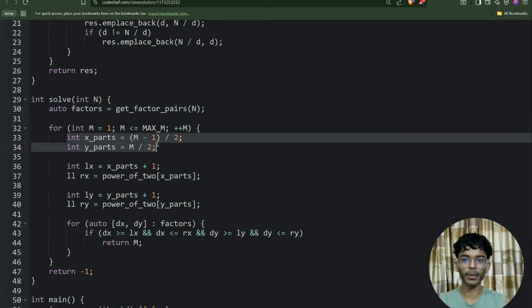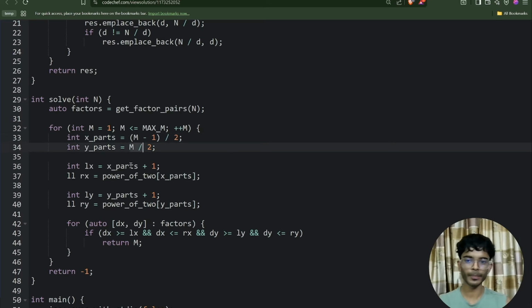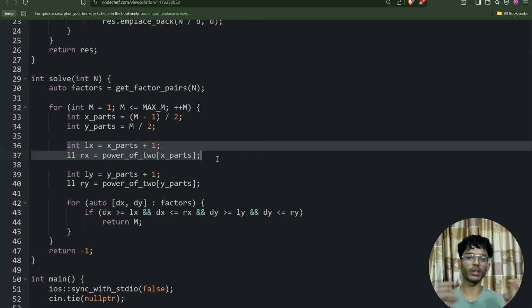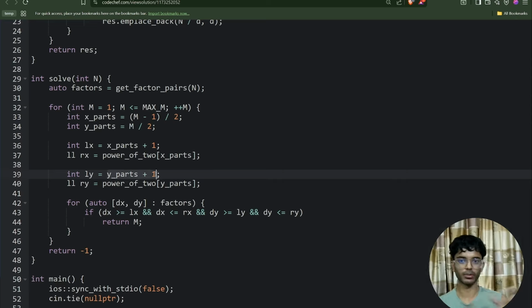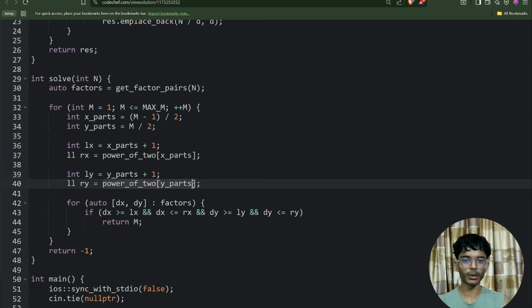Now this x parts and y parts denote the number of elements in the odd case and the number of elements in the even case, and the possible range of elements which I can create by putting some values inside my array would be x parts plus 1 for this x coordinate, and 2 raised to the power x parts would be the upper bound for this x coordinate, right? And similarly for y, y parts plus 1 would be the lower bound for the possible values of y, and 2 raised to the power y parts would be the upper bound, right?